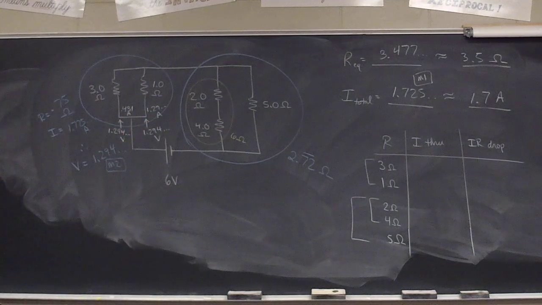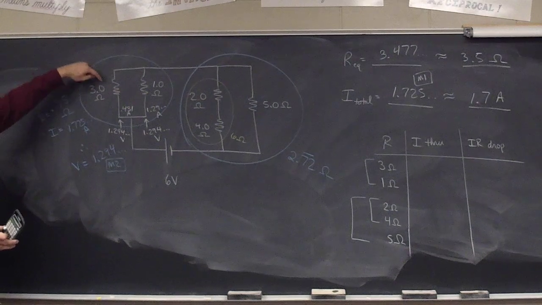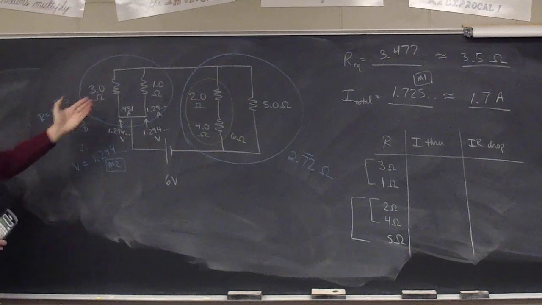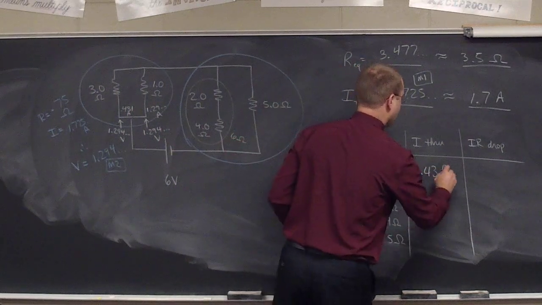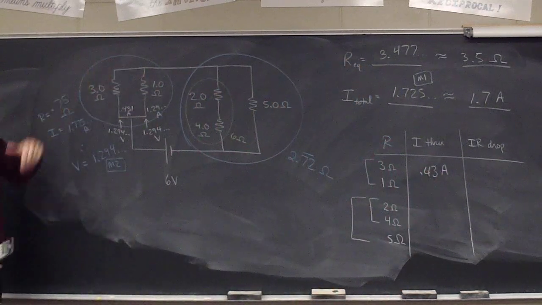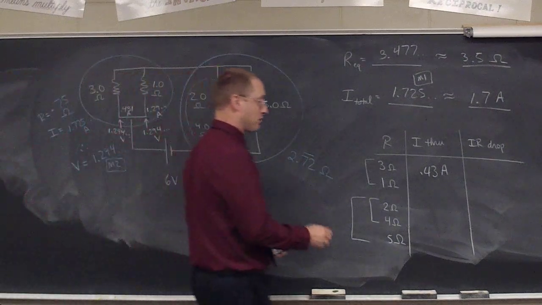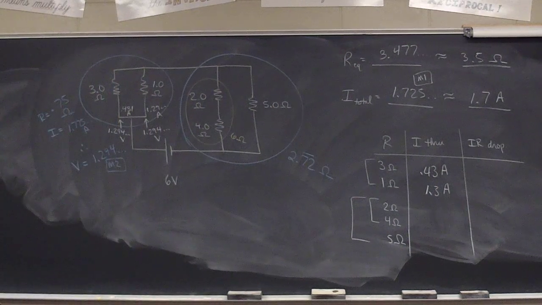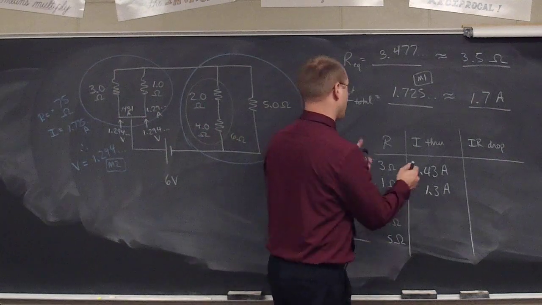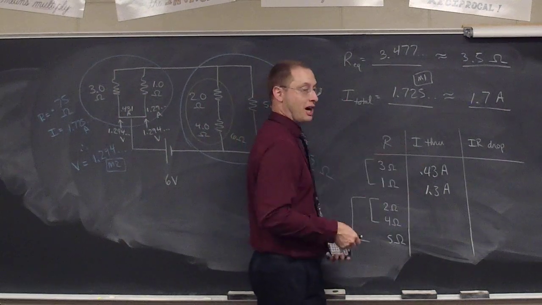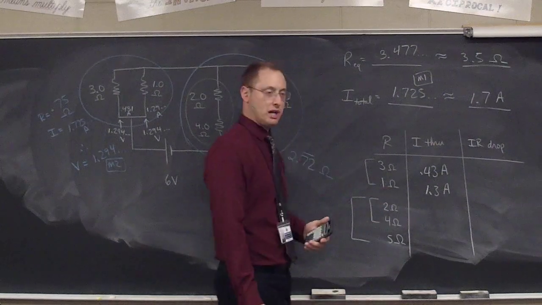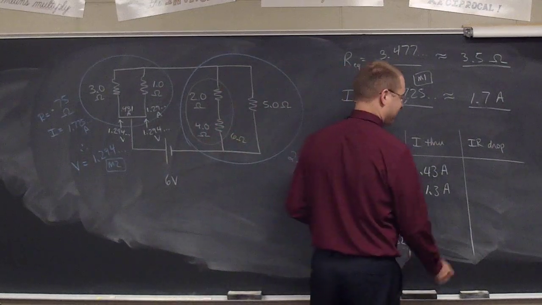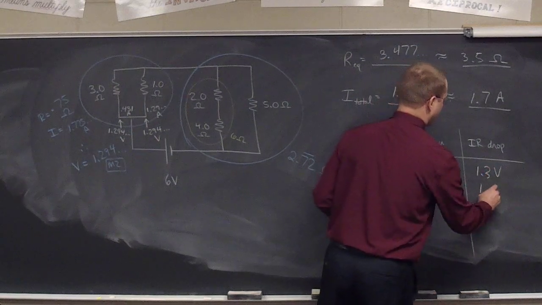Now, once the current goes into the branch, it's got to go across all the resistors in that branch. So each branch only has one resistor, but this resistor has to get 0.43 amps. And this resistor has to get 1.29 or 1.3 amps. And then since we know I and we know R, we can get IR drop. And not coincidentally, these numbers work out to be the same thing and a pretty familiar number to us.